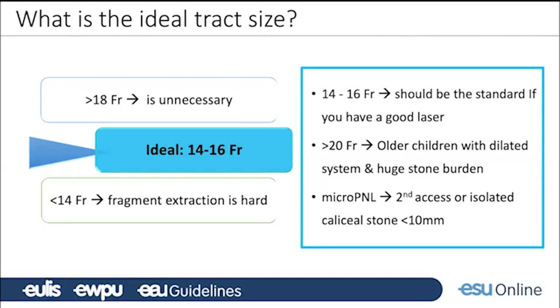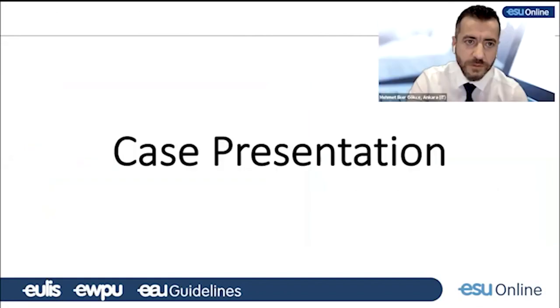And while doing a micro PCNL, we should also keep in mind that there is risk of increased intrarenal pressure. Therefore, we usually spare it for secondary access during the mini PCNL or only the isolated calyceal stones with less than 10 millimeter diameter, and when the stones are resistant to shockwave lithotripsy.